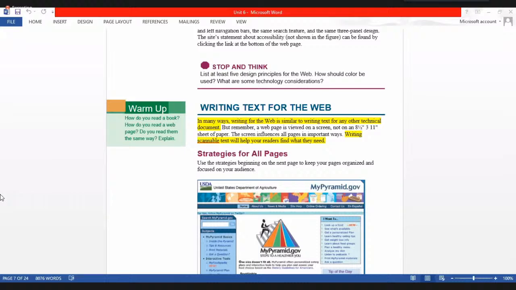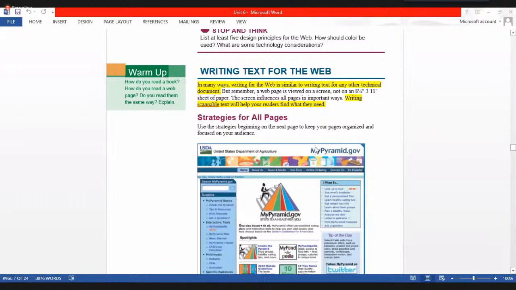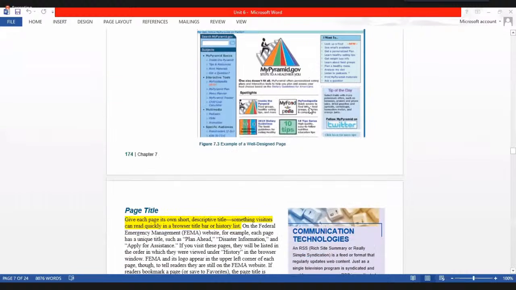But here, writing scannable text will help your readers find what they need. Whatever text you prepare for the web, that must be scannable. The readers can scan the text. So scannable text helps the readers find what they need. Okay. So text must be scannable. If it is scannable, then it becomes easy for the readers to find whatever they need.